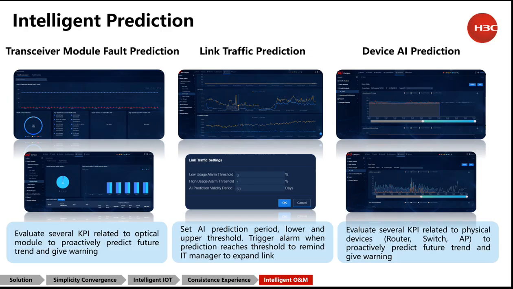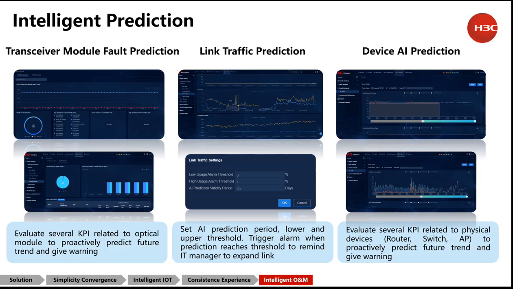What's also nice is the intelligent prediction. Built into that issue analyzer is actually the ability to predict issues before they happen. Some examples of that is this transceiver module failure. Using AI and clever metrics, we are actually able to detect that a transceiver is going to fail before it even fails.